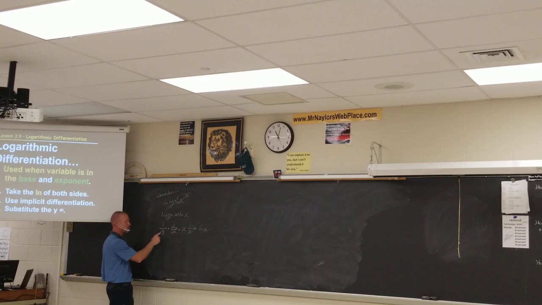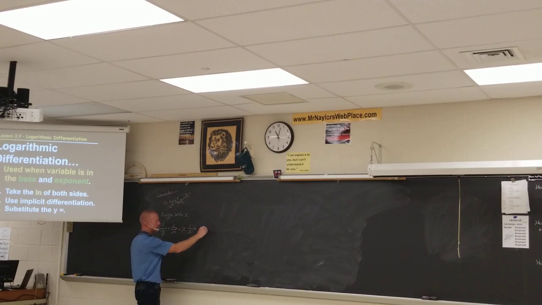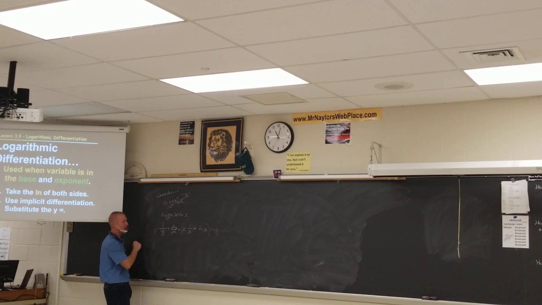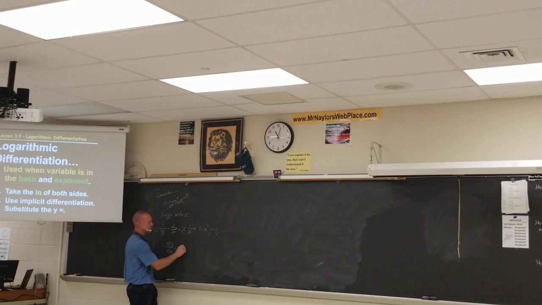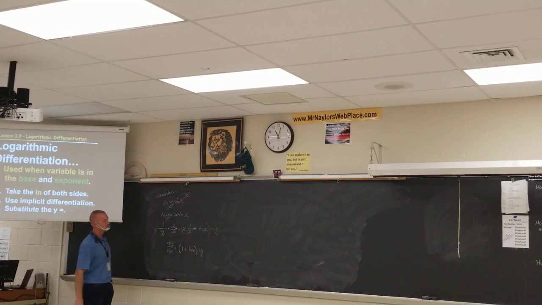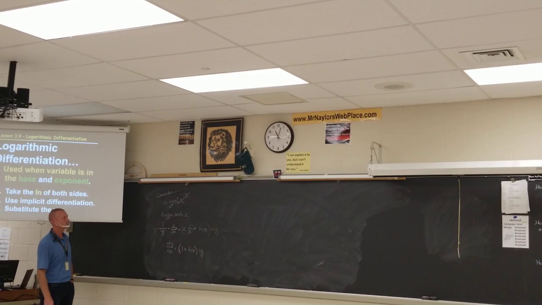And this 1 over y, we need to multiply it over to the other side. We're going to multiply y to the other side. We're trying to solve this thing for dy/dx, so I don't want that y over there. All right, so we get 1 plus the ln of x, that quantity, times y.